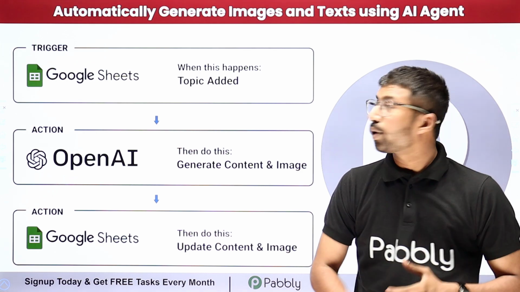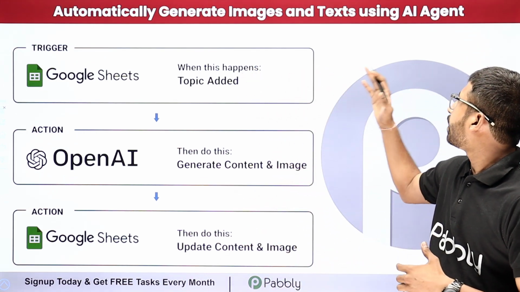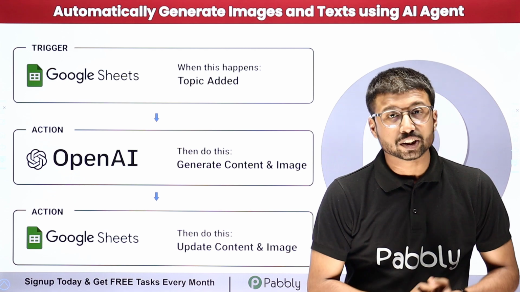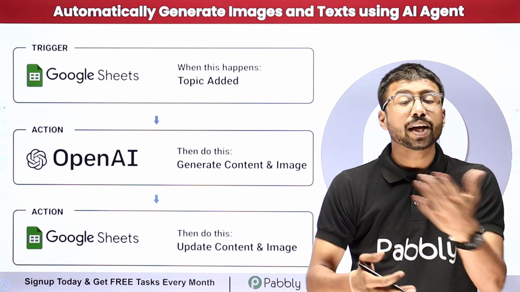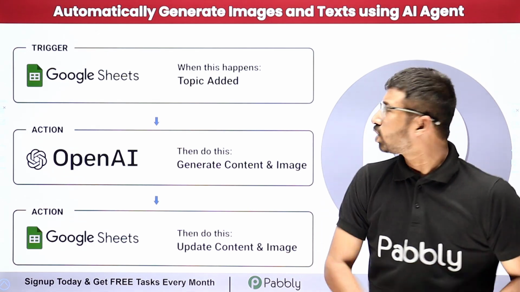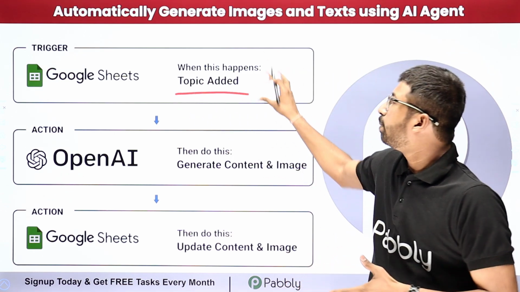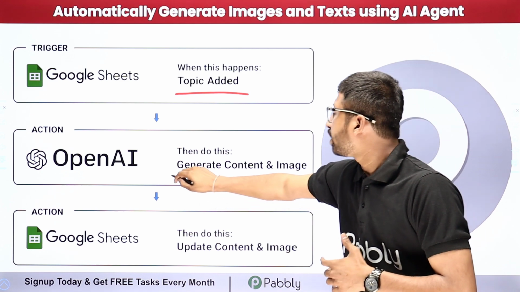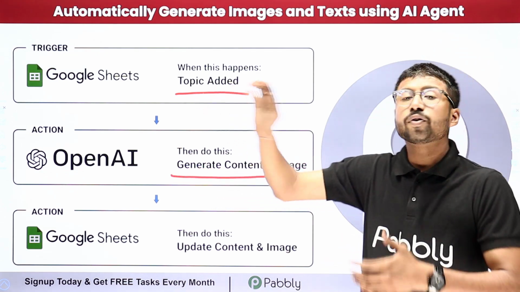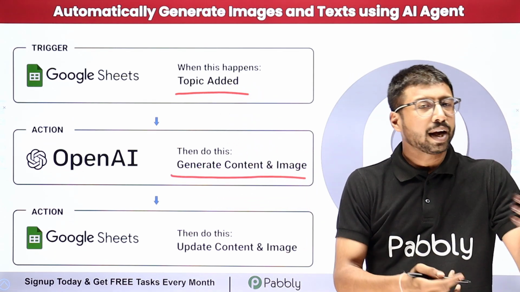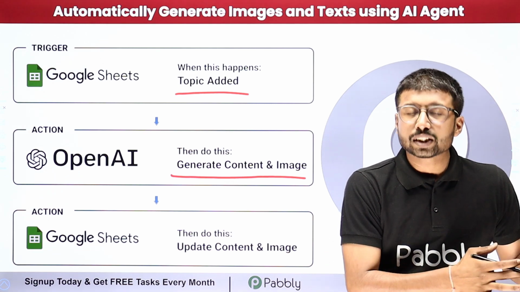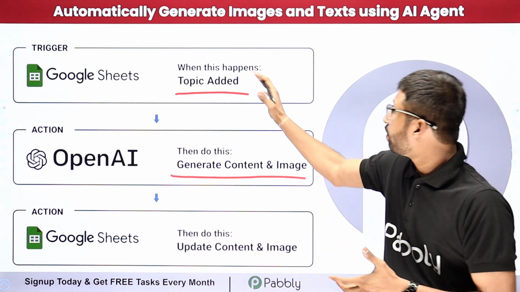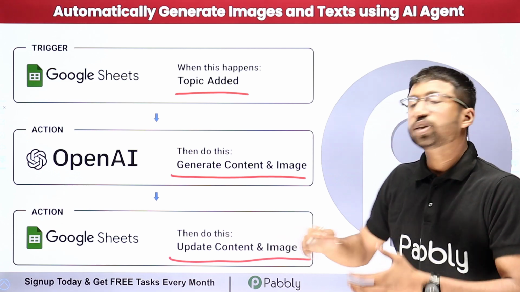So in this video, we are going to learn how to automatically generate image and text using AI agent. So we are going to build an AI agent for Google Sheet using which just by adding some topic and the image description in your Google spreadsheet, this AI agent will automatically generate the content on that topic and also generate the image using OpenAI. And after generating both of these things, this AI agent will automatically update everything back into the same Google spreadsheet.